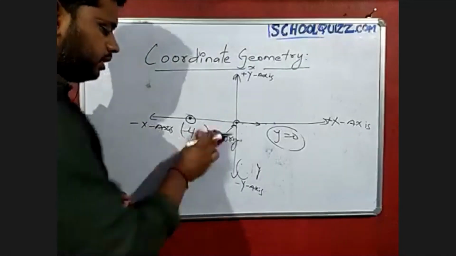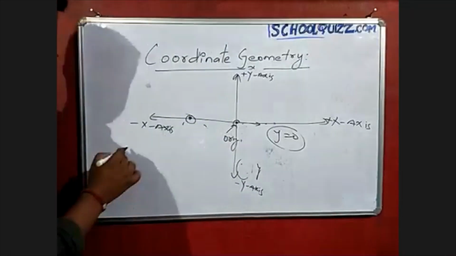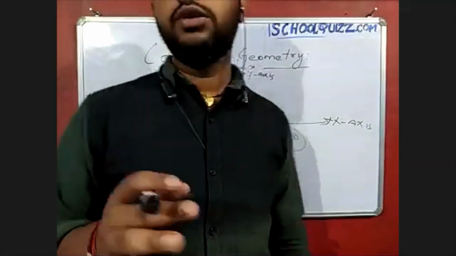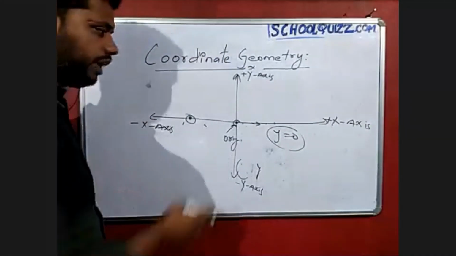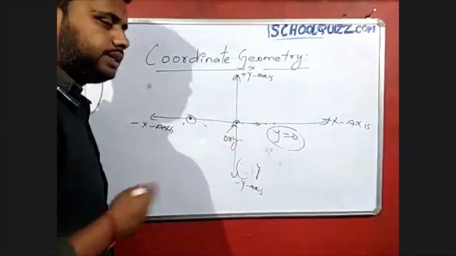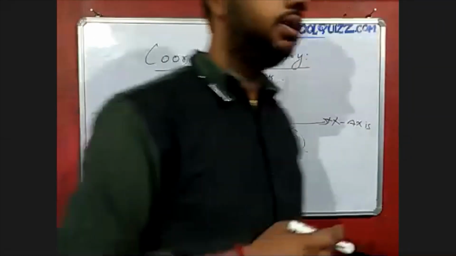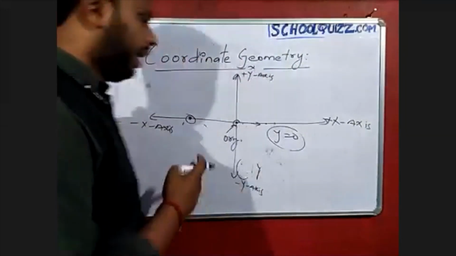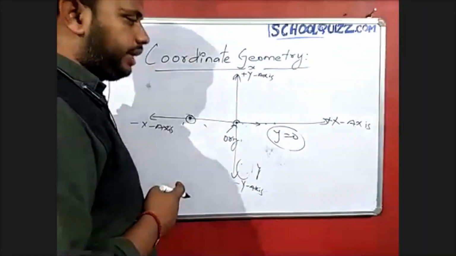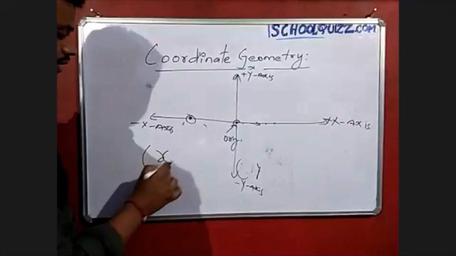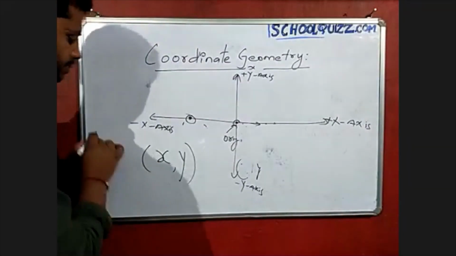The key point is that whenever a person is moving on the x-axis, the y coordinate is always 0. Whenever moving on the y-axis, they are not moving towards the positive or negative x-axis, so the x coordinate will be 0 on the y-axis line. Suppose we represent a coordinate as x comma y; that is a coordinate point.